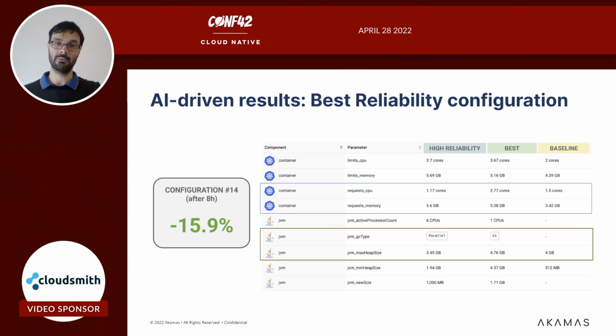As regards the parameters, what is worth noticing is that this time ML picked settings that significantly change the shape of the container. It now has a much smaller CPU request with respect to the baseline, but the memory is still pretty large, which is pretty interesting. The JVM options were also changed. In particular, the garbage collector was switched to parallel, which is a collector that can be much more efficient on the use of CPU and memory.